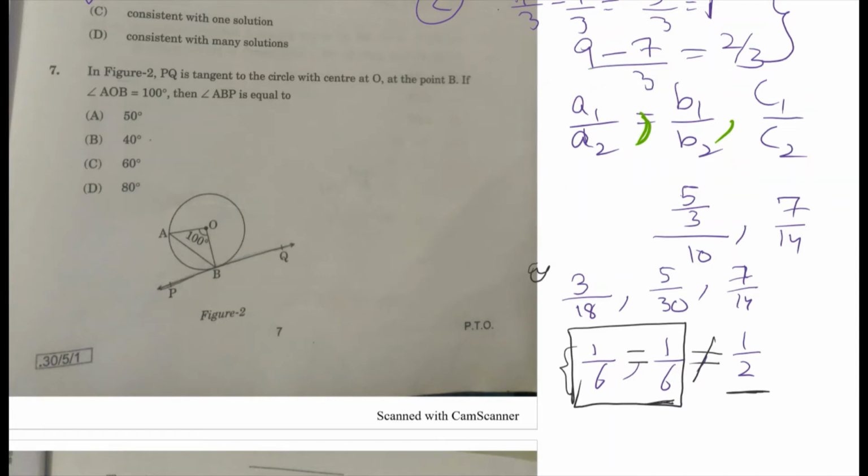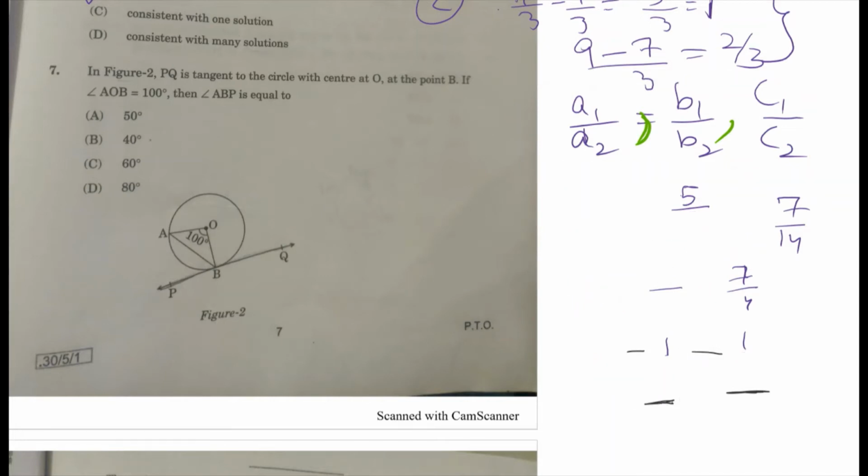Next is the 7th question. In the given figure, PQ is a tangent to the circle with center at O at the point B. If angle AOB equals 100 degrees, then angle ABP is equal to. So we need to find angle ABP. So this angle we need to find.